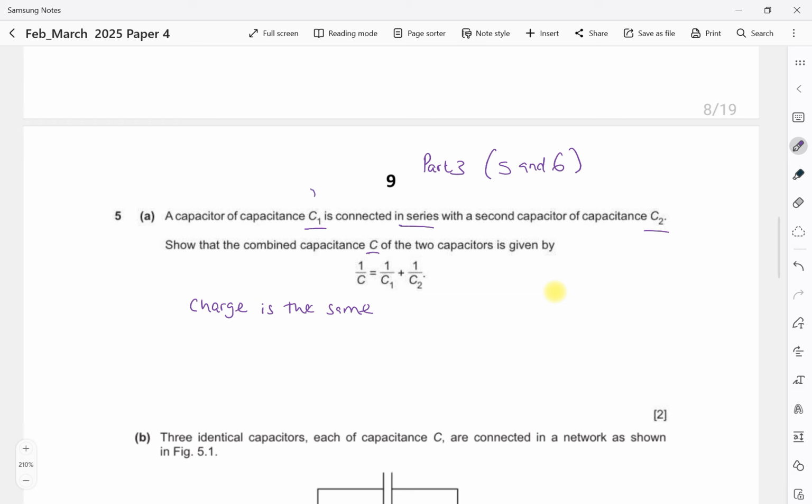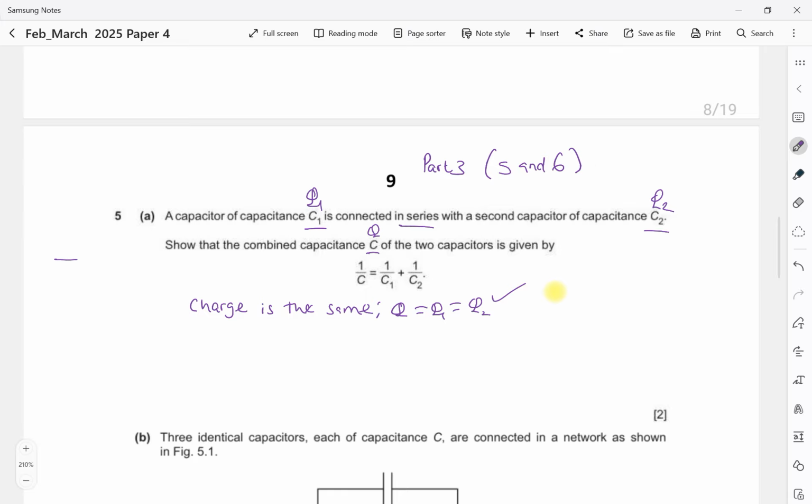So the charge for capacitor 1 can be Q1. Let's say the charge for capacitor 2 is Q2, and the total charge is Q. So the charge is the same and is the same as the total charge. So it means Q equals Q1, which is the same as Q2. That is 1 mark.